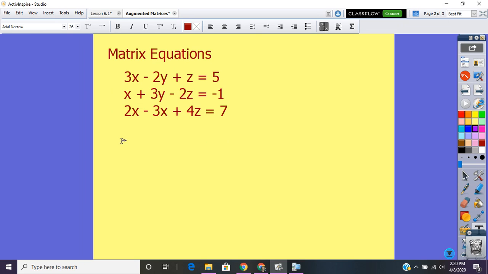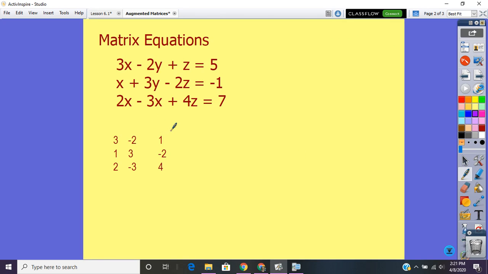We are going to set this up with matrix equations, and I'm going to try and do this by typing. We'll see how it works. So I take all the coefficients out. So 3, -2, and 1. Then 1, 3, -2. And then 2, -3, and 4. All right, so those are my coefficients here. And so that's my first matrix.